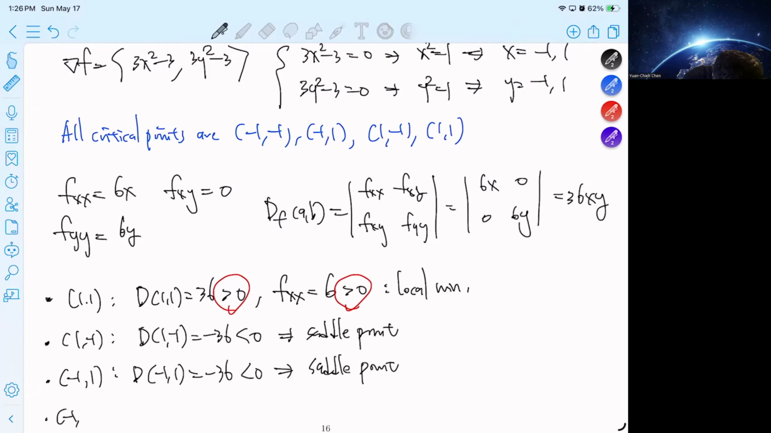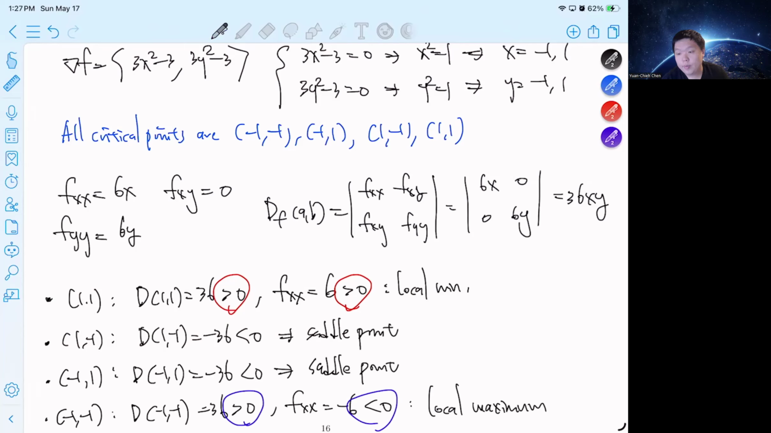Finally, we have -1, -1. So D at -1, -1 is again 36, bigger than 0. And we also have fxx is 6x, which is -6, smaller than 0. So now we have D bigger than 0 and fxx smaller than 0, so it's a local maximum. That's it.